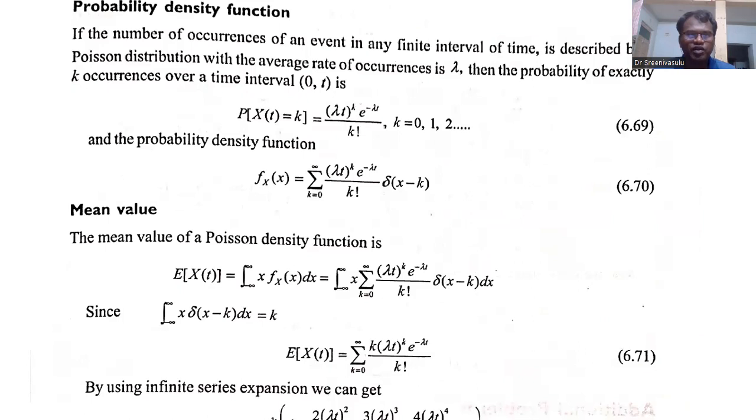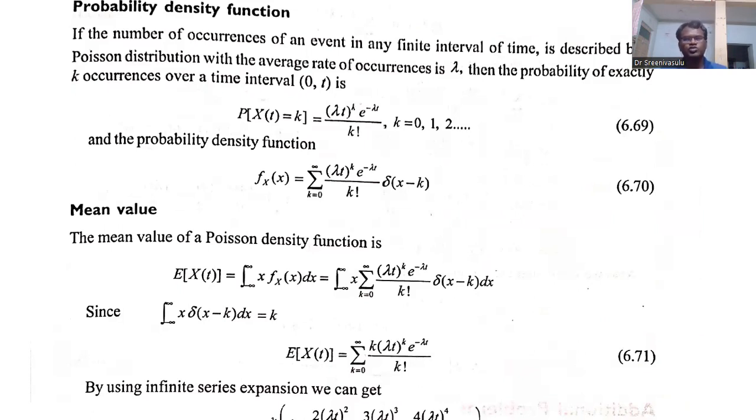Now, on a formula basis, the number of occurrences of an event in any finite interval of time is described by the Poisson distribution. And once we get the Poisson distribution, we'll get the density function also.